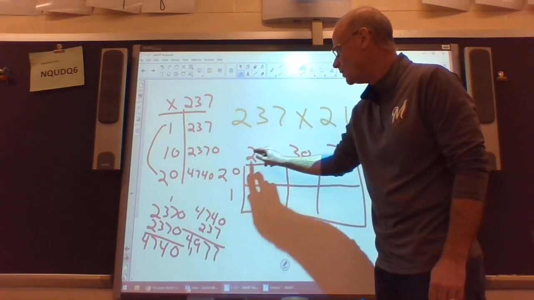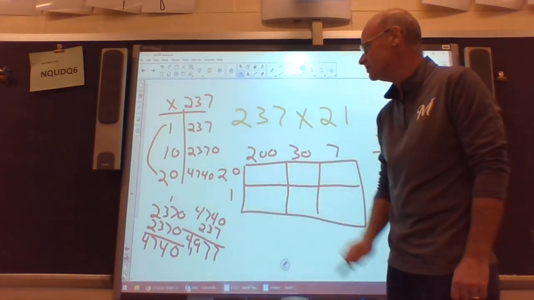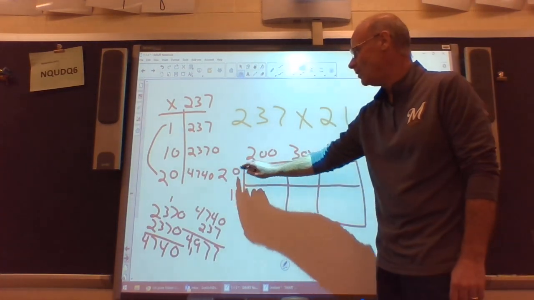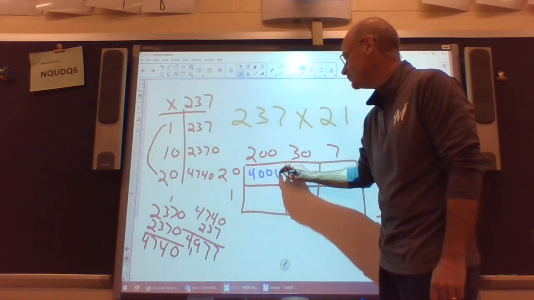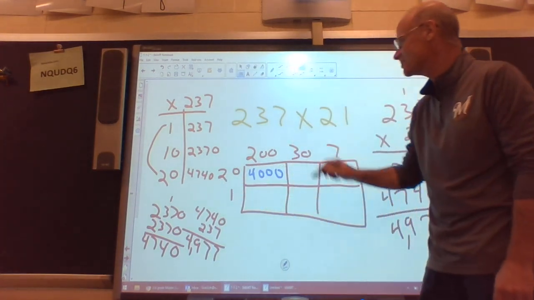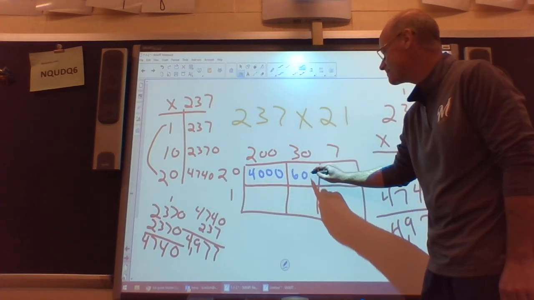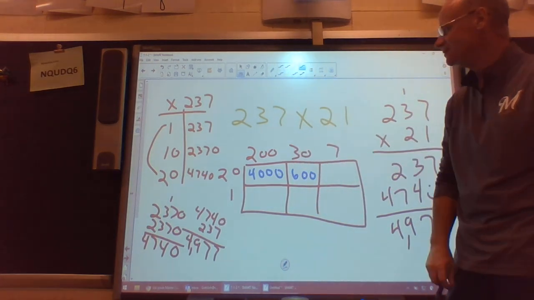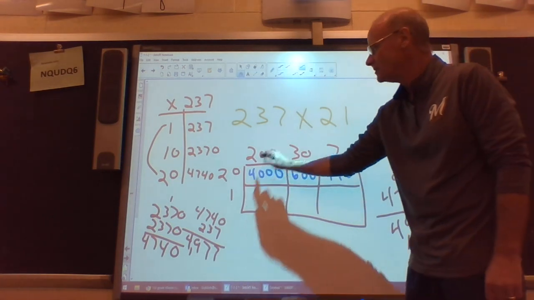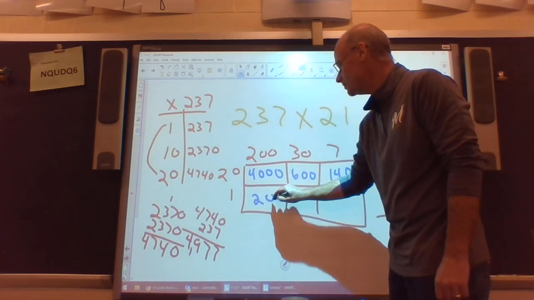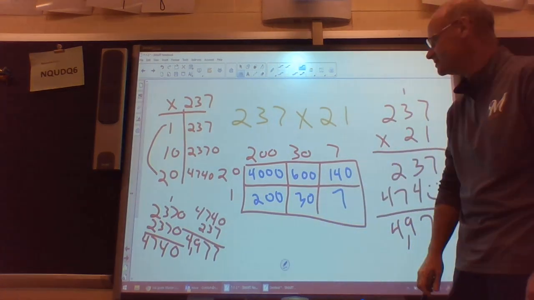Now, I have 20 times 200. I'm going to do 2 times 2 is 4. And I have 1, 2, 3 placeholders to tack on. 2 times 3 is 6. And I have 2 zeros to tack on as placeholders. 2 times 7 is 14. Tack on another 0. 1 times 200 is 200. 1 times 30 is 30. 1 times 7 is 7.